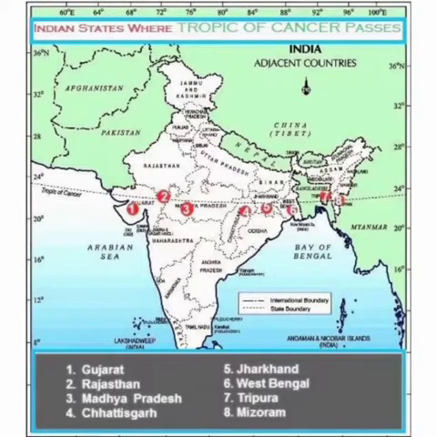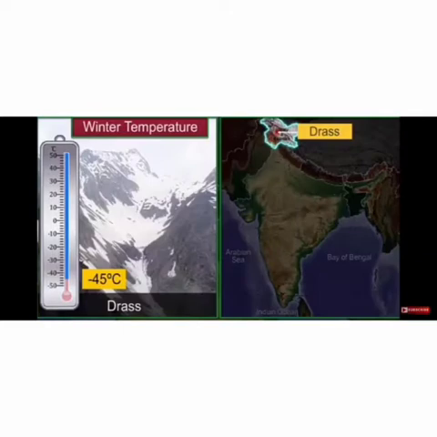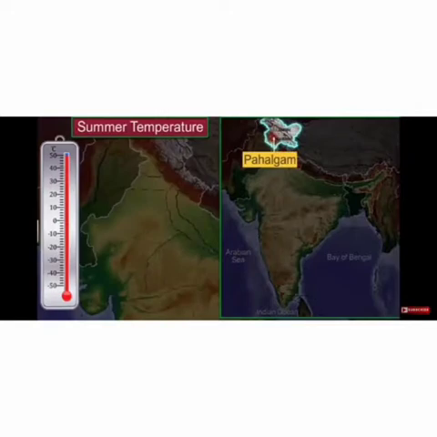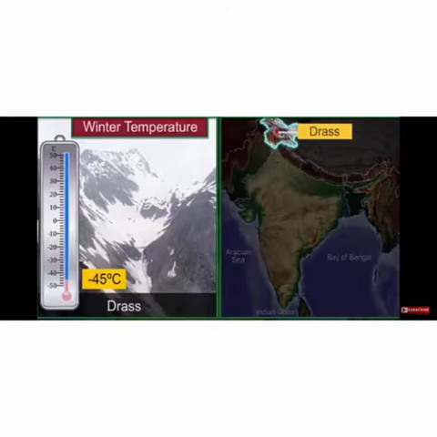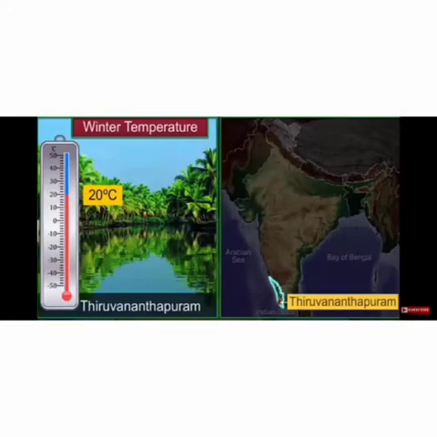For example, in some parts of the Rajasthan desert, the temperature in summer occasionally reaches 50 degrees, whereas summer temperature in Pahalgam may be around 20 degrees Celsius. During winter, the temperature in Dras falls as low as minus 45 degrees, making Dras the second coldest inhabited place in the world. Now you see in winter Andhra Pradesh, Kerala, Thiruvananthapuram, all the coastal areas experience 20 degrees in winter season, and the temperature will not go above 20 degrees.